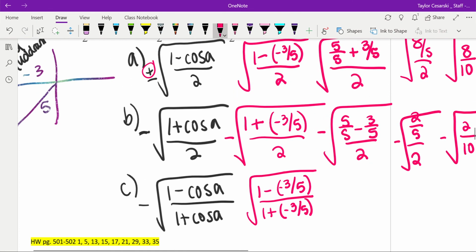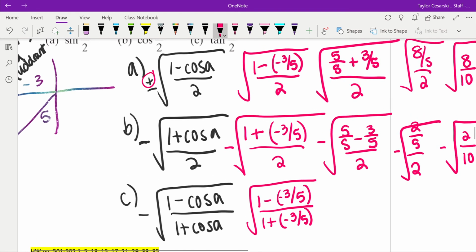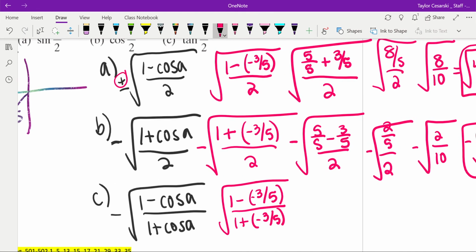All right, so we've actually done some of these calculations already. 1 minus negative 3/5 was the one we did in part A. So 1 minus negative 3/5 we found out was 8/5. 1 plus negative 3/5, that was the numerator in part B. We found out that was 2/5.